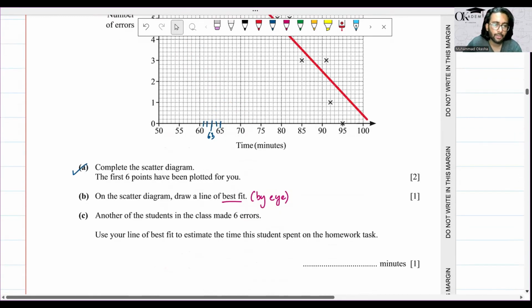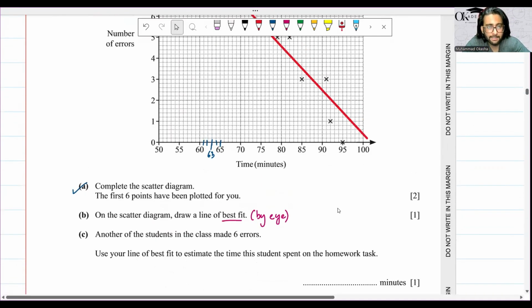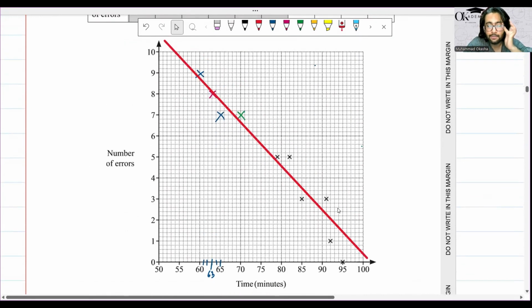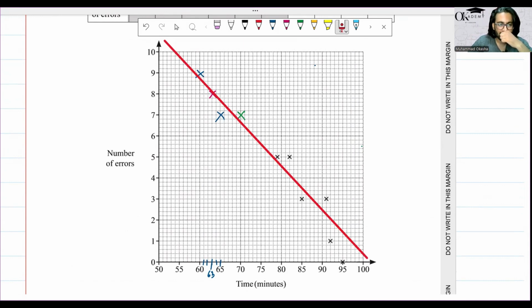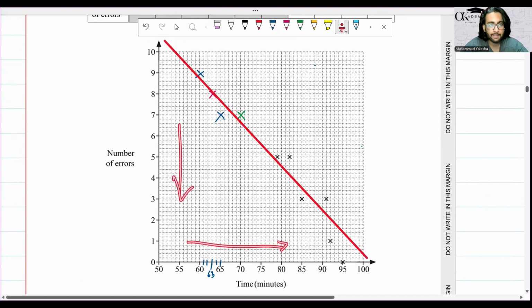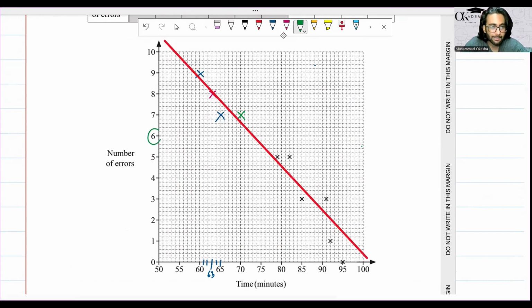Another of the students in the class made 6 errors. Use your line of best fit to estimate the time this student spent on the homework task. So let's see. If this student made 6 errors, this trend tells us that the more time you spend doing your homework, the lower the number of errors. So if somebody made 6 errors, according to my line of best fit, now yours could be different, and that's totally fine.